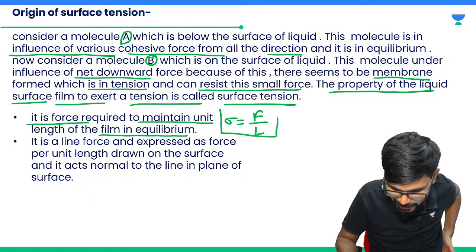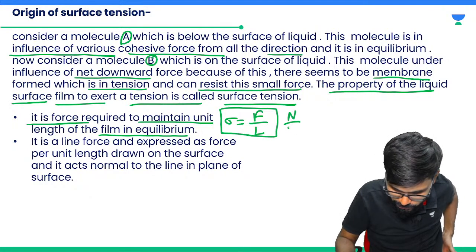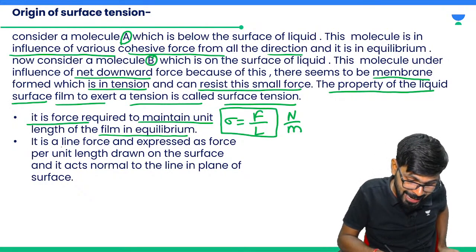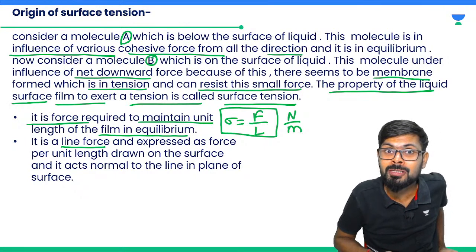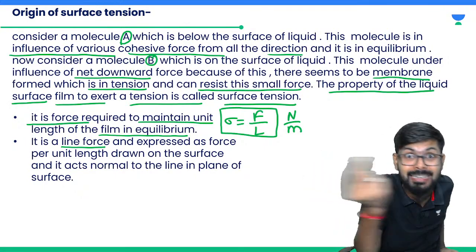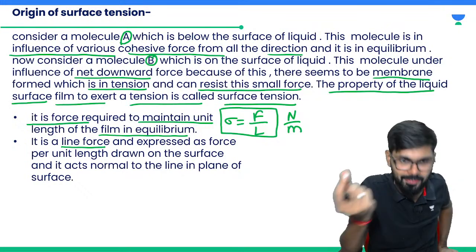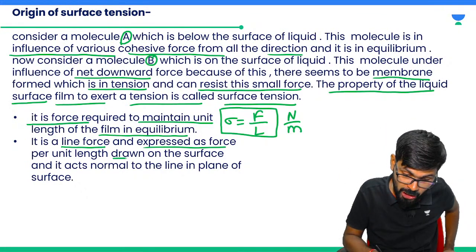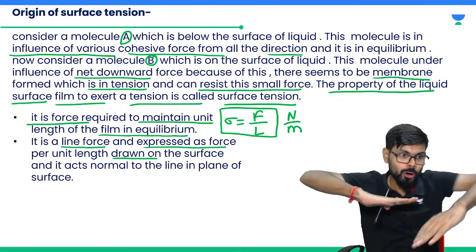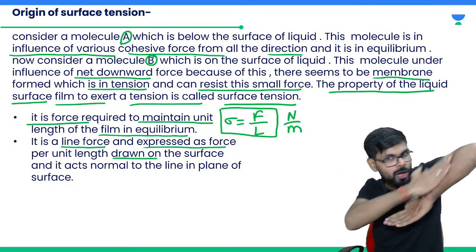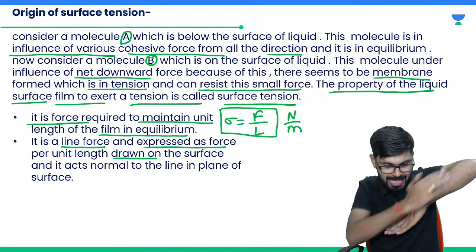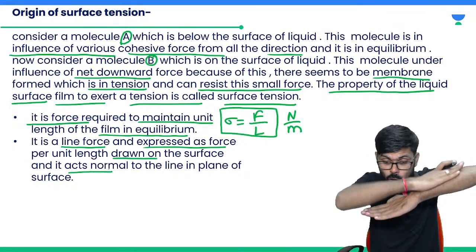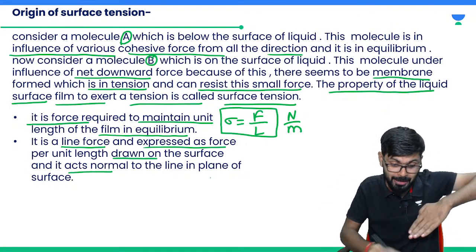Don't say F by A, it is F by L, Newton per meter. It is a line force. Why is it a line force? Because it is defined per unit length, and expressed as a force per unit length drawn on the surface. Look, drawn on the surface, and it acts normal to the line in the plane of the surface.